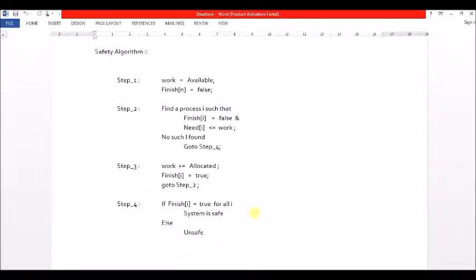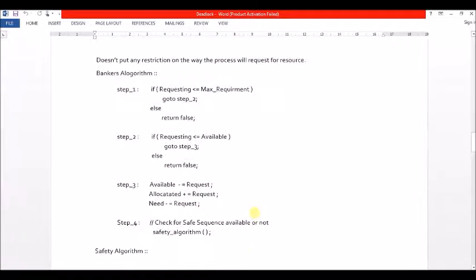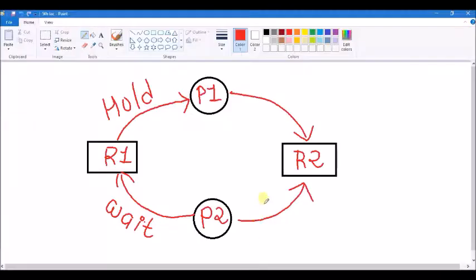So now you have a clear idea of how the safety algorithm works. And this safety algorithm is the fourth and last step of Banker's algorithm. So now let's take a whole example of Banker's algorithm so that you have a clear idea of how Banker's algorithm will avoid our system from the deadlock. Okay, so let's take this example.